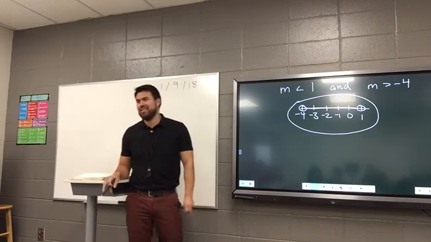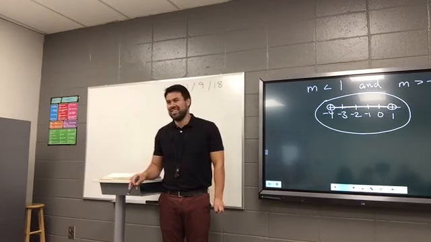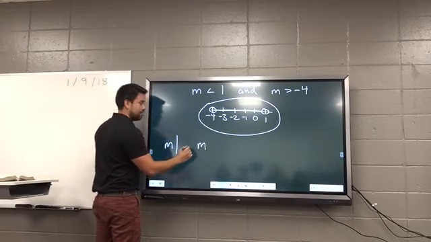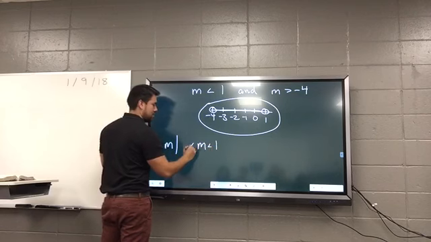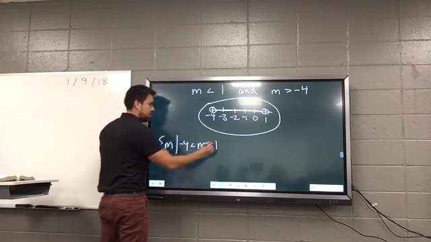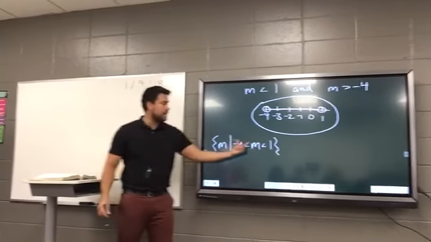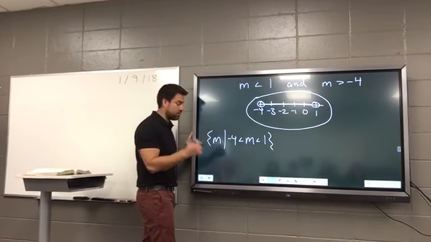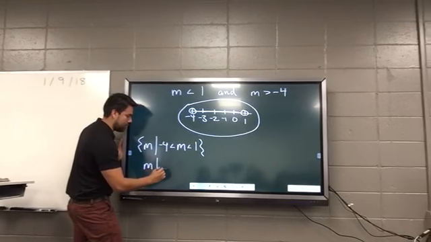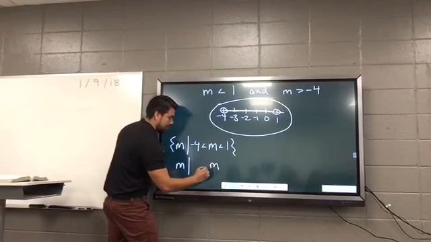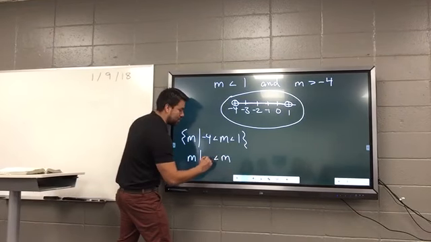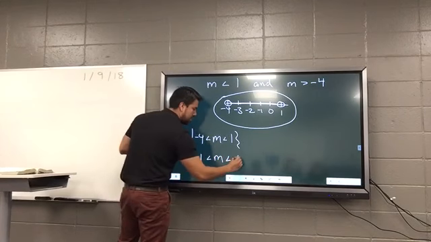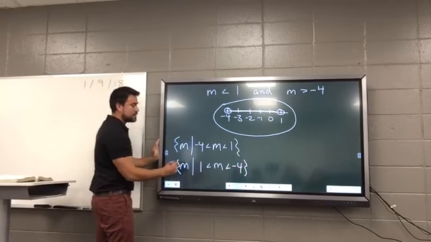Yes, Matt. Thank you for your participation. m is any number such that m is less than 1 and m is greater than negative 4. Did you write it flipped? Okay, this is one way of writing it. Notice he said it differently, but this is another way of writing it. You put m is less than 1, and both of these are saying the same thing.